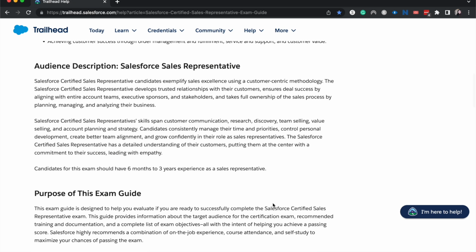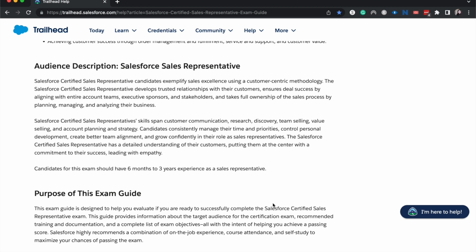This is just telling us the audience. It says that you should have 6 months to 3 years of experience as a sales rep. Personally, I don't have any experience as a sales rep, but I have worked with sales reps, and that helped me lean on my experience a little bit more in the exam. But I didn't really feel like I needed to lean on my experience too much once I understood the terminology that was used on the exam and in what context to use it. So I think this is totally doable for someone who has no experience as a sales rep.